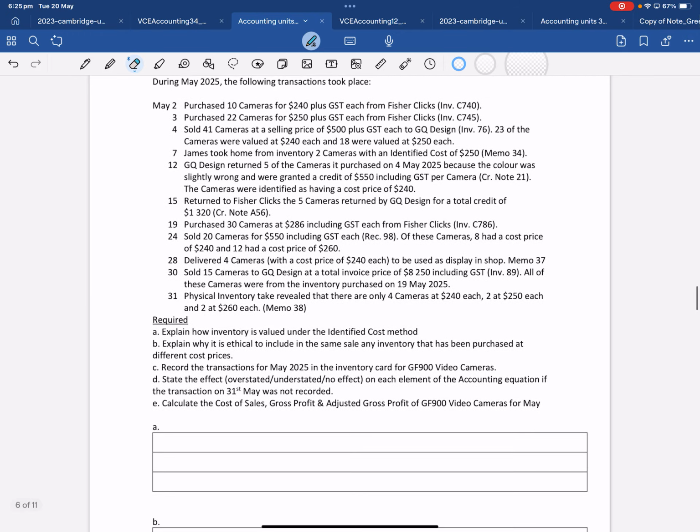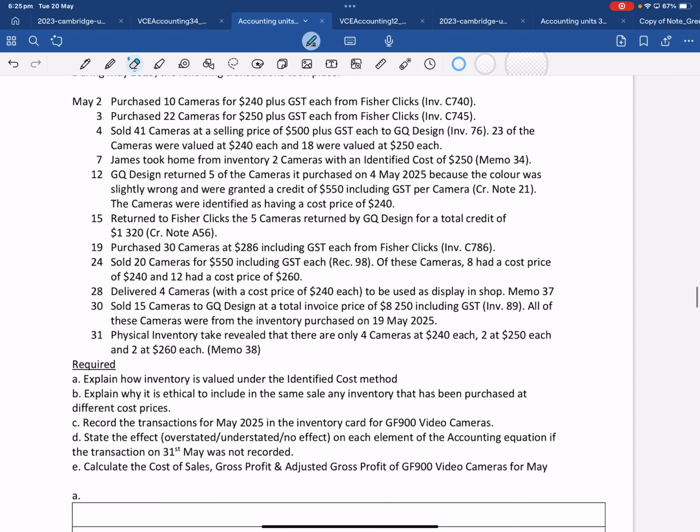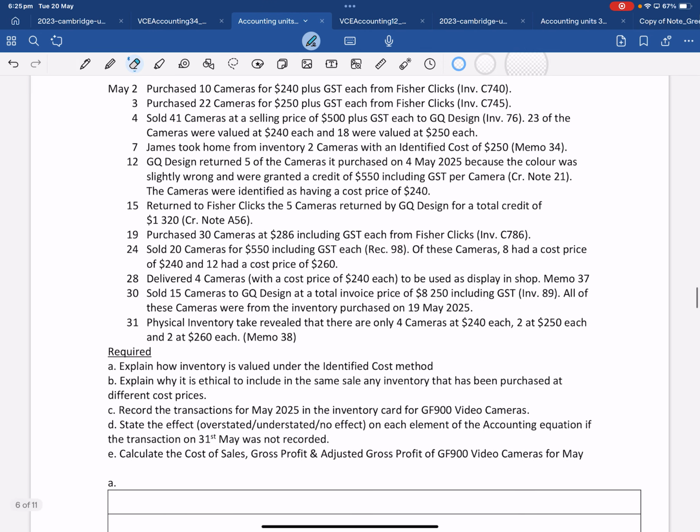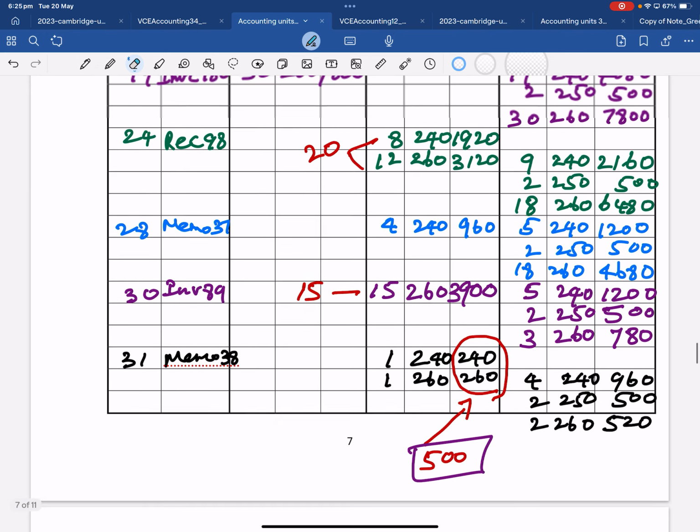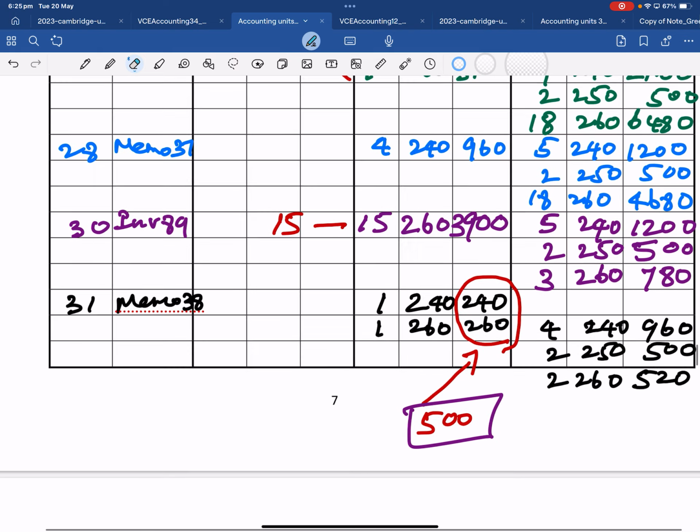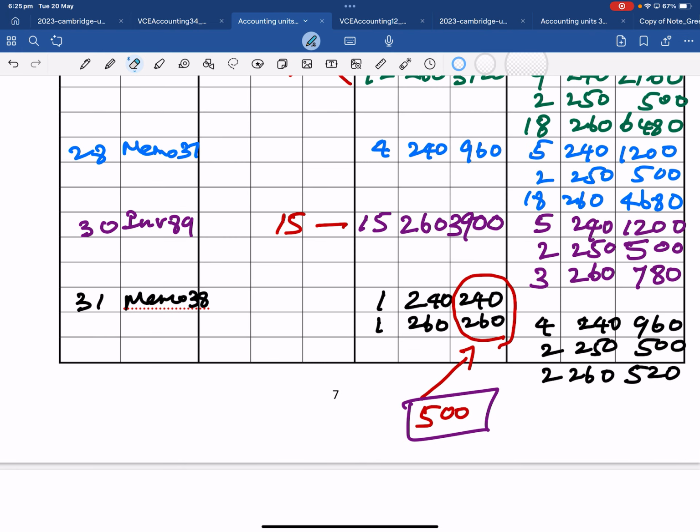Right, we have to do part T. State the effect on each element of the accounting equation if the transaction on the 31st May was not recorded. So what's the transaction on the 31st of May? Physical inventory take. As a result, what's the outcome of that?